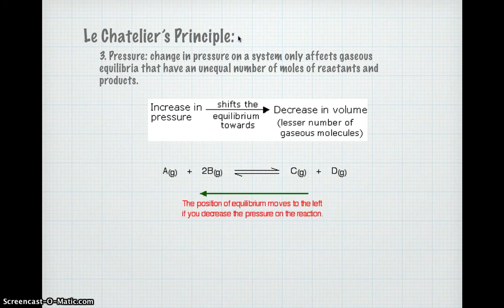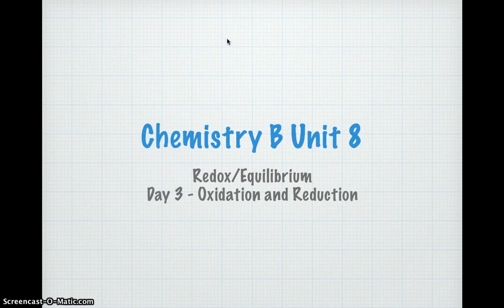The position of equilibrium moves to the left, which is toward the reactant side, if you decrease the pressure on the reaction. So, increase the pressure in a reaction, the equilibrium position shifts toward the product, so more products will be made to offset that. Vice versa, if you decrease the pressure on the reaction, then more reactants will be made. All right, and that is the end of our day 2 topic.